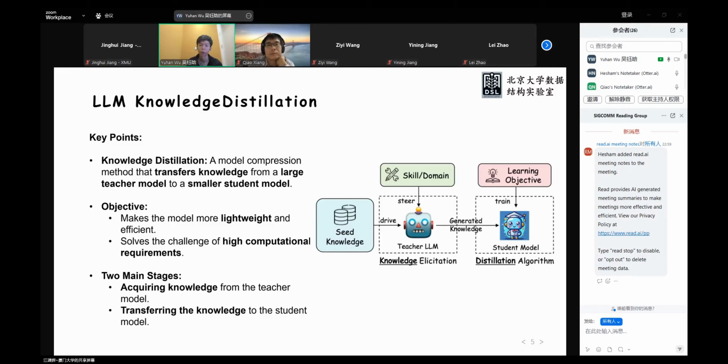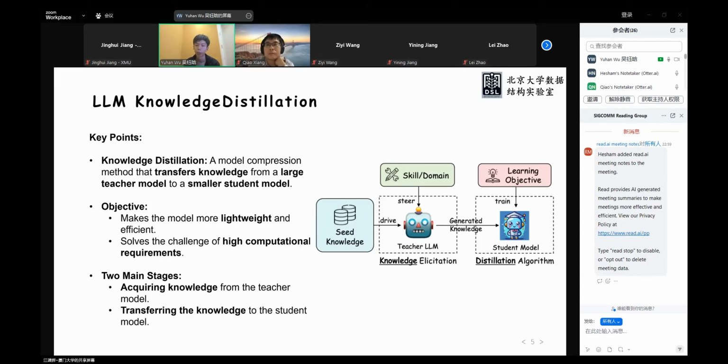This process consists of two stages. First, acquiring knowledge from the teacher model, which has been trained on large datasets. Second, transferring this knowledge to a small model, enabling it to perform similarly while using fewer resources. This method plays a crucial role in creating smaller, faster, and more deployable AI models.